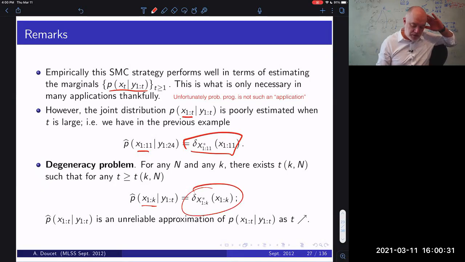Okay, so in other words, basically, the full posterior distribution is an unreliable approximation, a low variance, highly biased estimate of the true marginal posterior distribution as t gets large. This is just saying degeneracy.